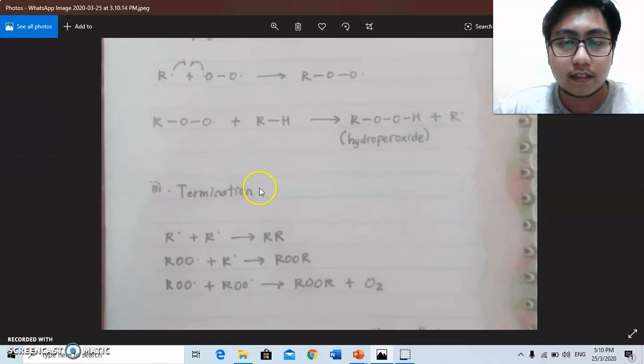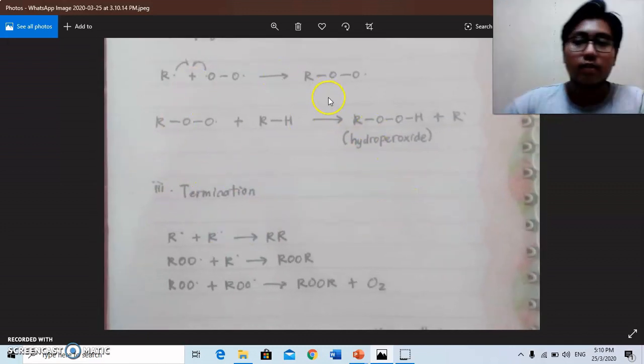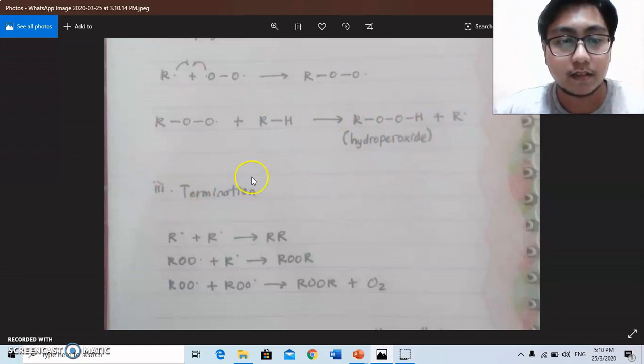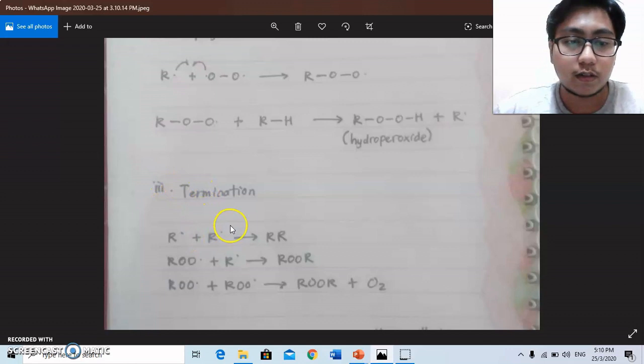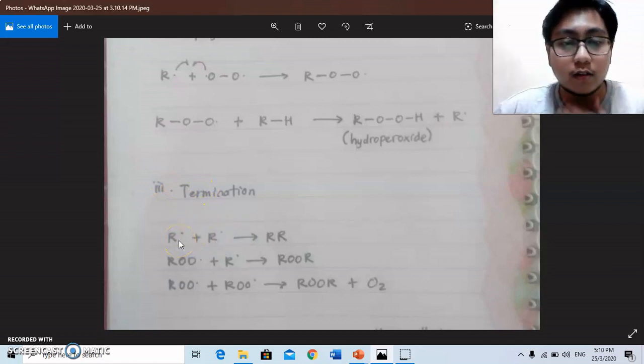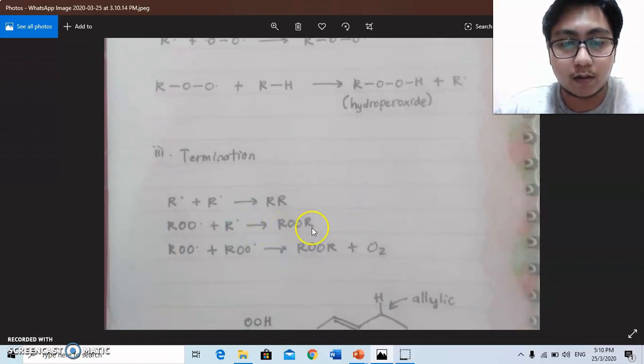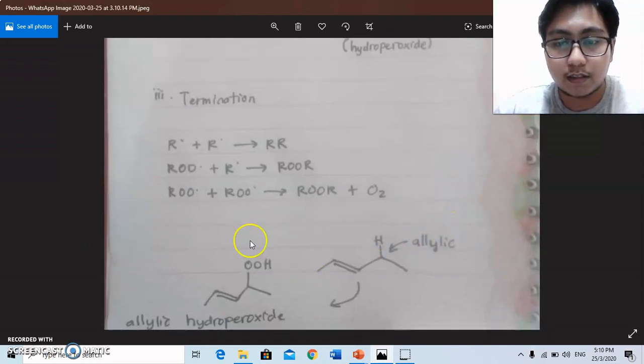Alright, and after many hydroperoxides have been produced, then comes the third step, which is termination. In this termination process, as always, the free radicals will be terminated and produce non-radical products. Like this: R meets R and becomes RR, ROO meets R and becomes ROOR, and so on and so forth.